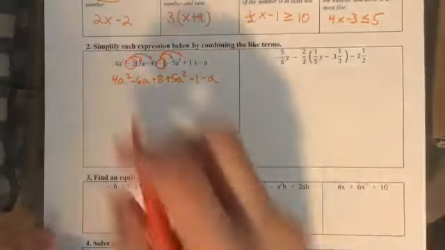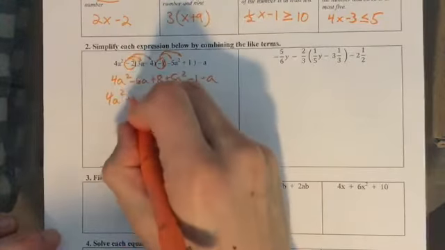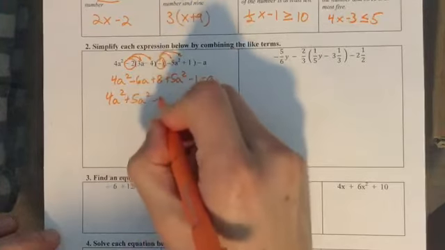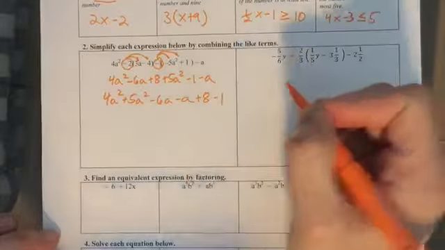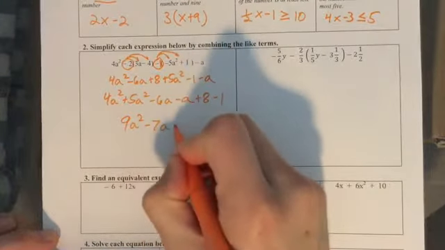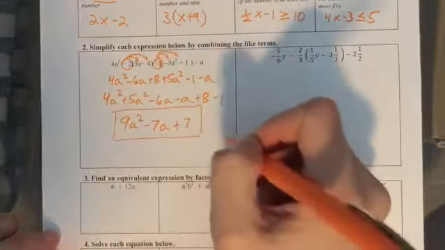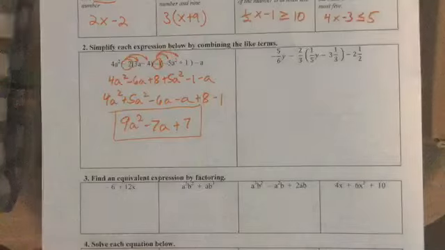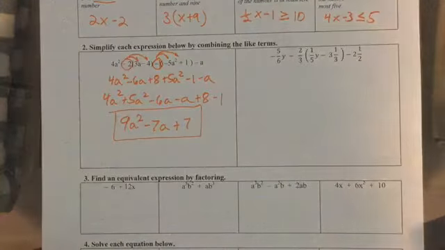Now if you want, you can reorder your terms so the like terms are next to each other, just using our commutative property. Otherwise, just go ahead, combine those like terms. We should have 9a squared minus 7a plus 7. And we've formatted that in standard form. Remember, the term with the highest degree, highest exponent, down to our constants.